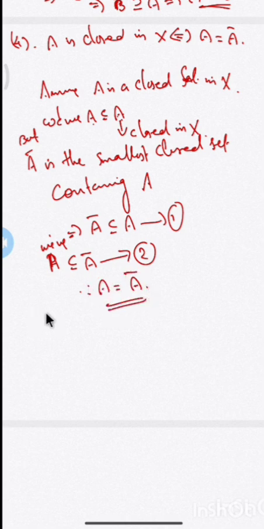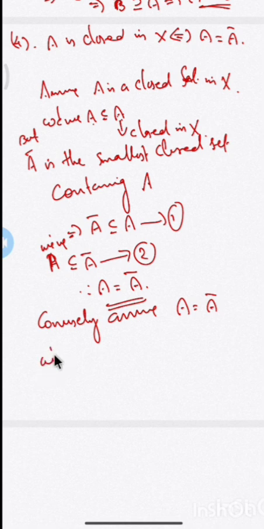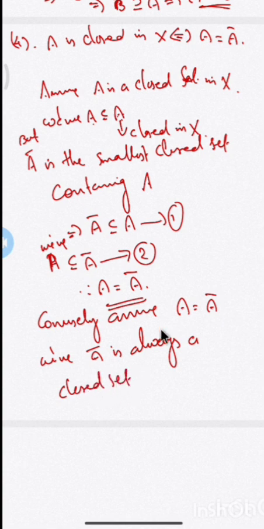Okay. Now conversely, assume A is equal to A closure. We have to prove that A is a closed set. When A equals A closure, what is A closure? A closure is always a closed set because it is an intersection of closed sets. When A closure is a closed set and it is equal to A, this implies A is a closed set.